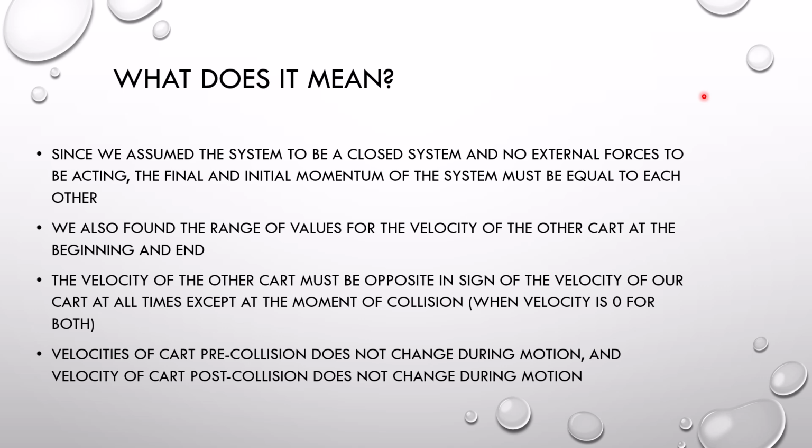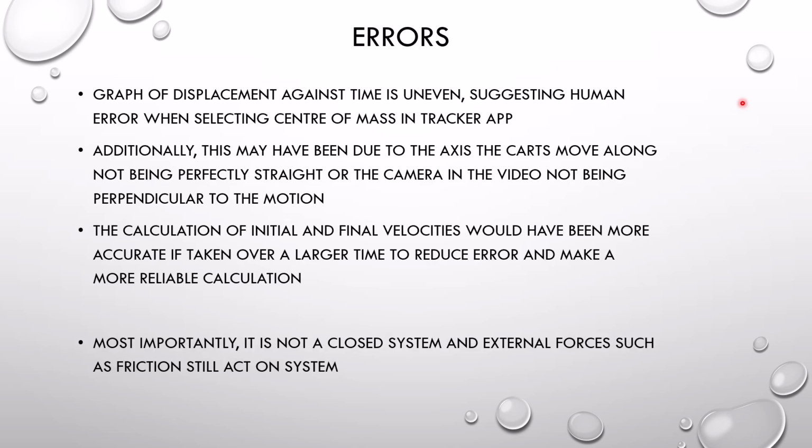Also, the velocity of the other cart must be opposite in sign to the velocity of our cart at all times, except at the moment of collision, when velocity is 0 for both. Note that this is a very, very small time period, which we usually do not take into account. Velocity of the cart pre-collision does not change during the pre-collision motion, and velocity of the cart post-collision also does not change during post-collision motion. So let's talk about errors.